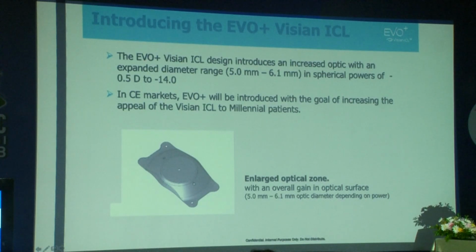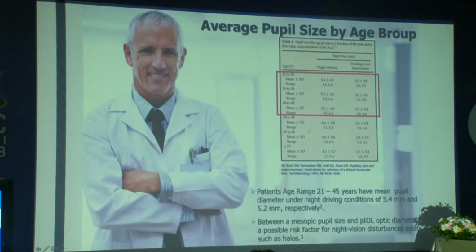So the optic diameter now is almost 20% higher than the V4C model, and that is to do with the pupil size in mesopic conditions. Studies have shown that in youngsters between 20 to 40 years of age, the pupil size is at least 5.2 to 5.4 millimeters for night driving or reading in low light.